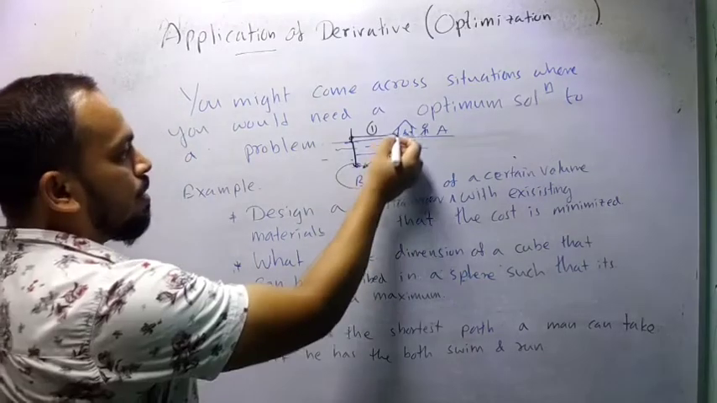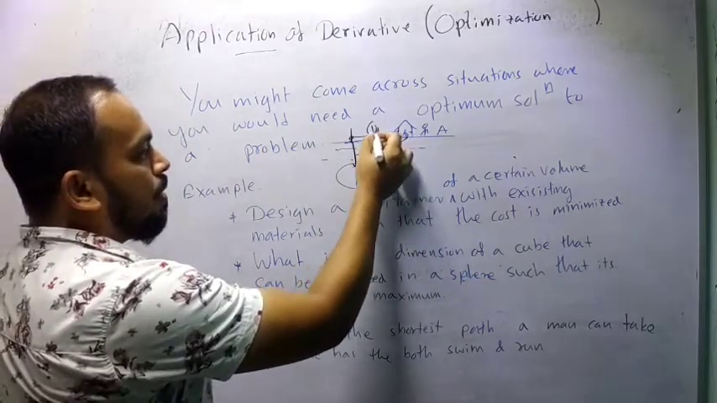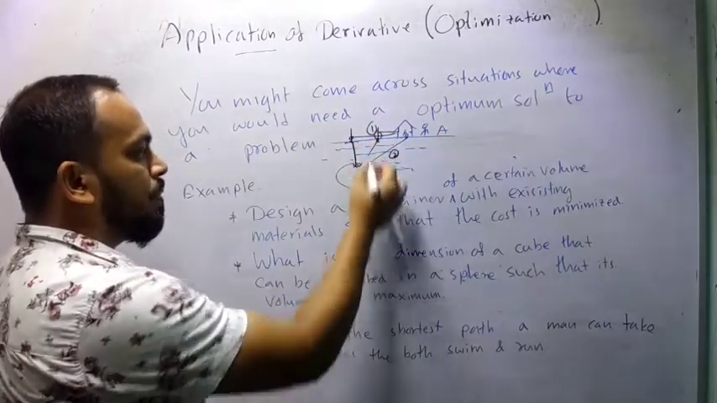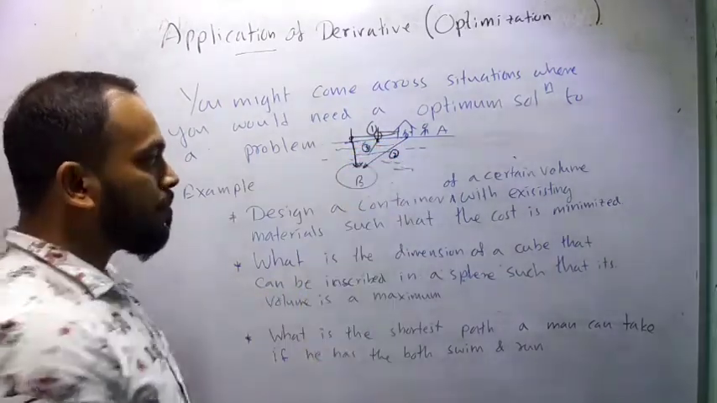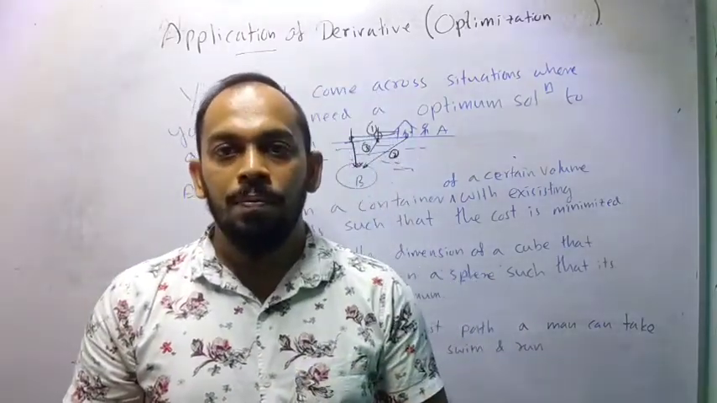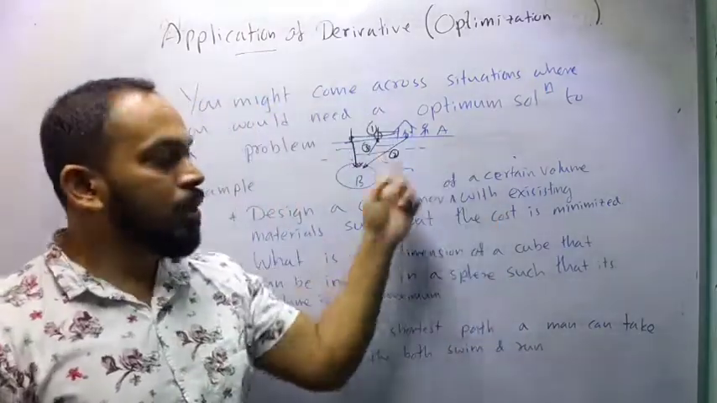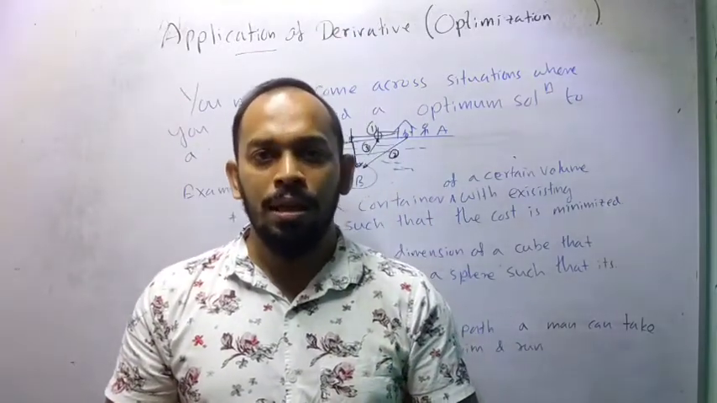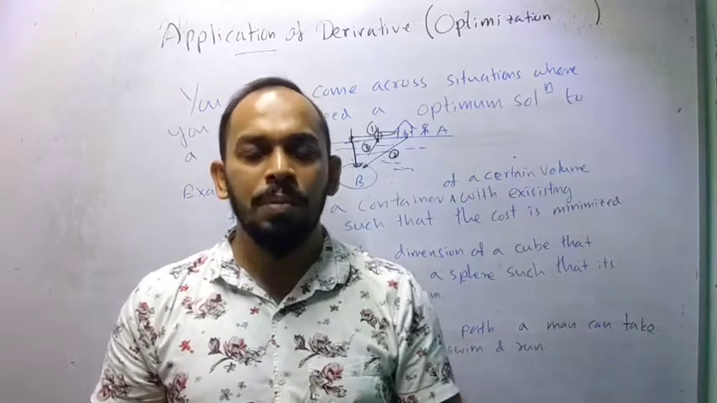Or he could just run up until a certain point here between these 2 points, then swim. This would be a third option. So what would be the fastest way for him to get from here to here? That can be decided using derivatives. The optimum solution can be decided.